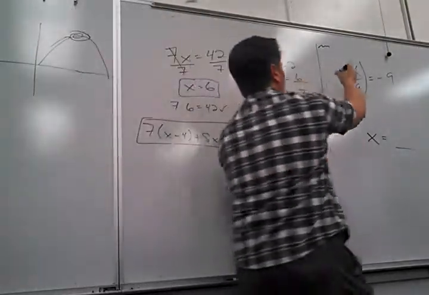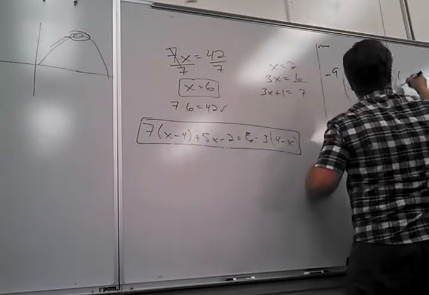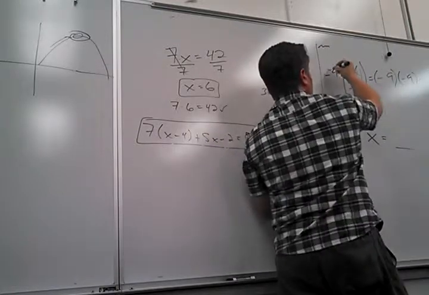Multiply. I love it. So if I multiply both sides by negative 9, these cancel, right?